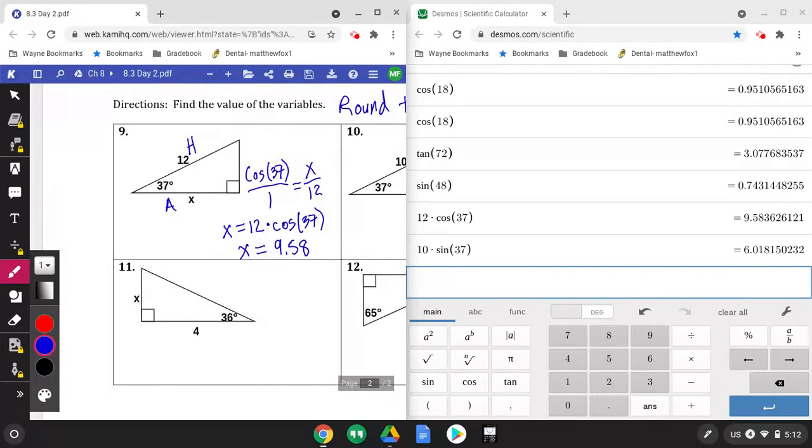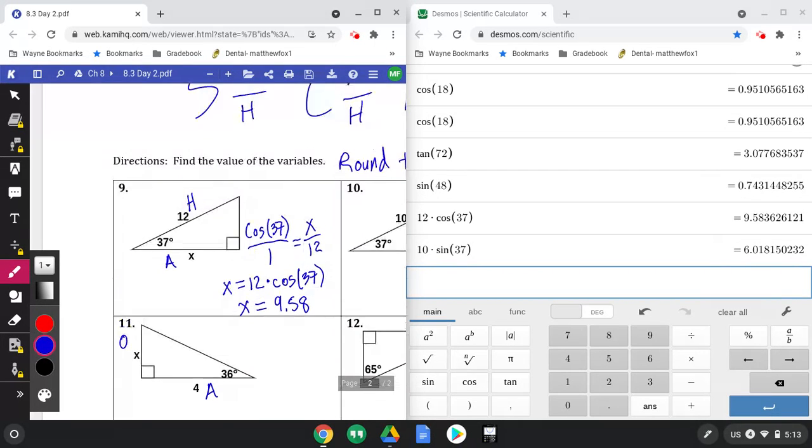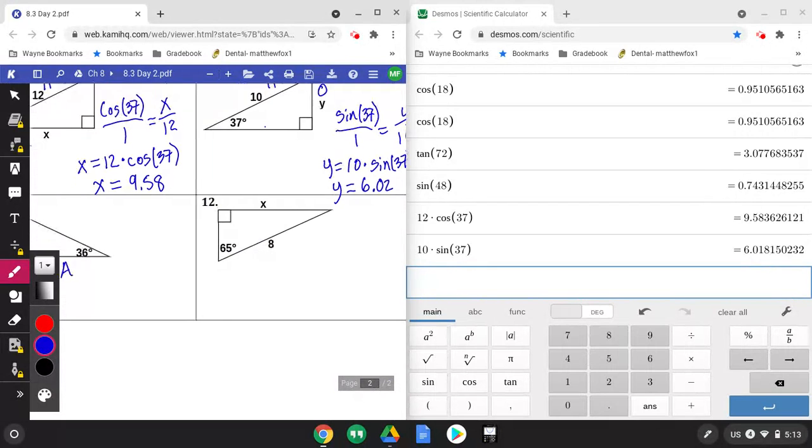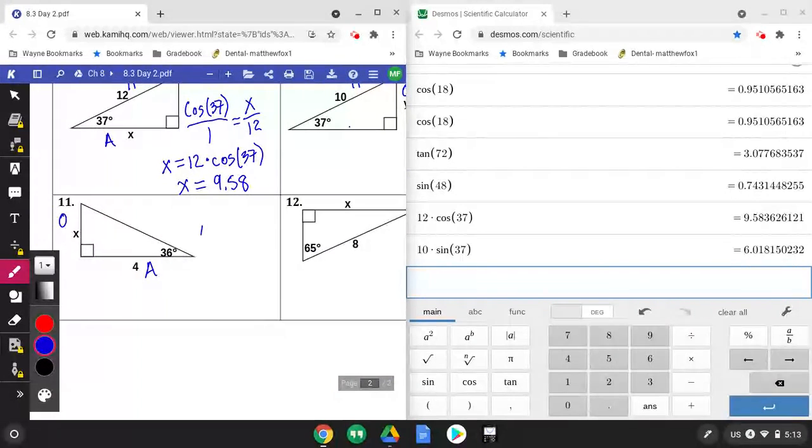Okay, so on to the next one. We got 2 more to do today. Once again, it's important to label them correctly. Okay, so here's 36. A, adjacent, would be 4. X is going to be our O. So we have an O and an A. So we look up here, O and A, that's tangent, or TOA. So we know that the tangent of 36 over 1 equals O, which is x, over A. We cross multiply, we'll get x equals 4 times the tangent of 36.